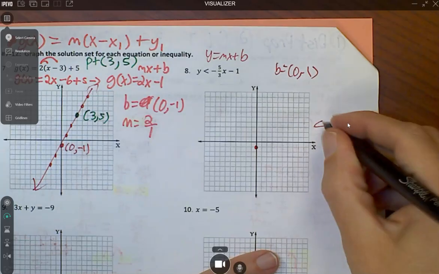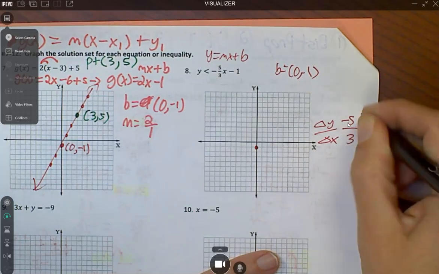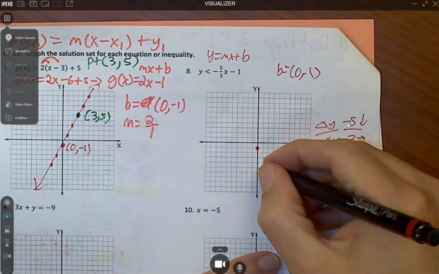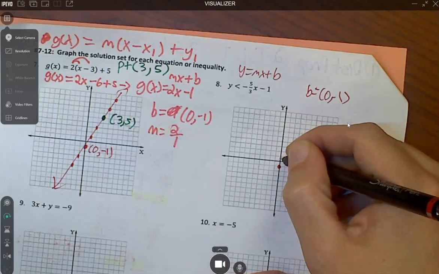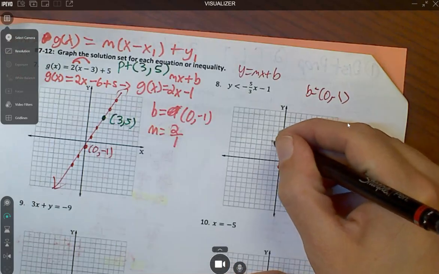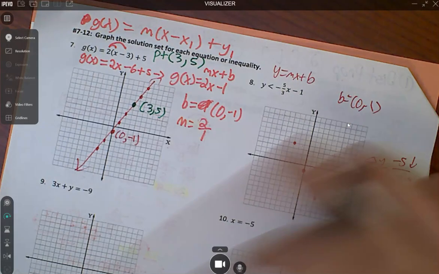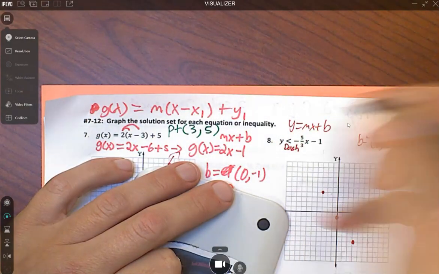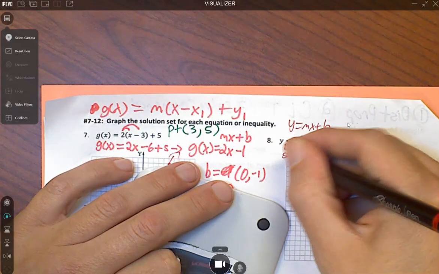Changing y, we're changing x. Down 5, right 3. We're up 5, left 3. Get my handy dandy ruler. So this is a dashed line because nothing on this line can work, and then shade below.